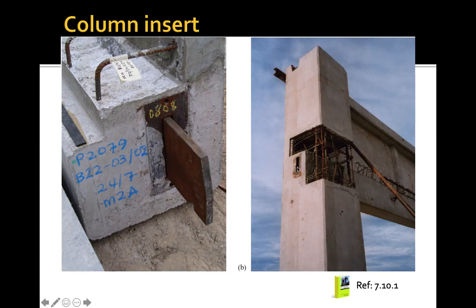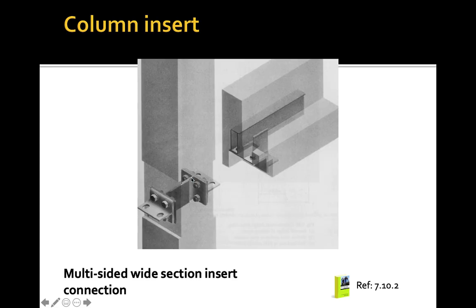So this is the box in the column, and this is the plate in the beam. And this is also another type, where we have a multi-sided wide section insert. As for this one, it is using the bolted connection. So in 3D we can see that it can be connected, inserted into this column in both directions, on this side and also on this side.